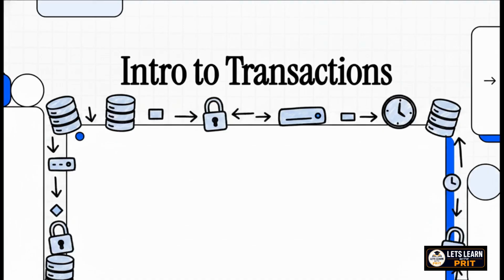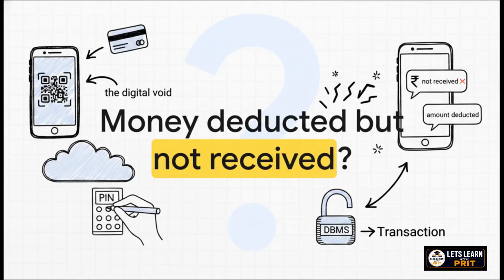Let's get started. We've all experienced this absolute heart attack moment, right? You're at a cafe, you scan the QR code to pay a friend for a coffee, you punch in your PIN and boom, your screen says payment processing. Then you get that dreaded text message from your bank, amount deducted. But your friend checks their phone and no way, they haven't received a single rupee. Paise aakhir gaye kahan?